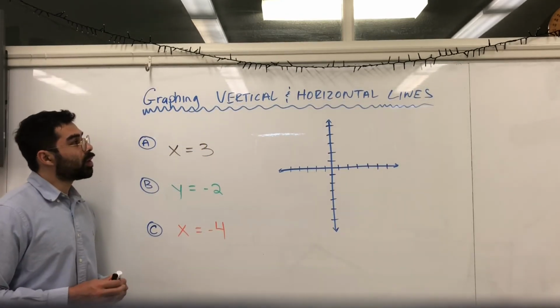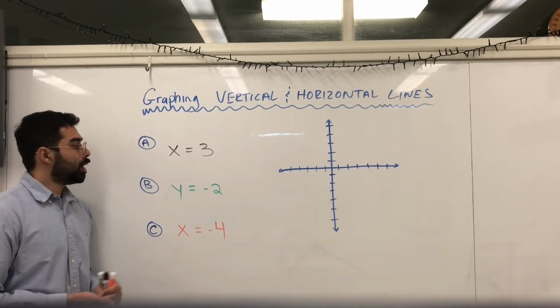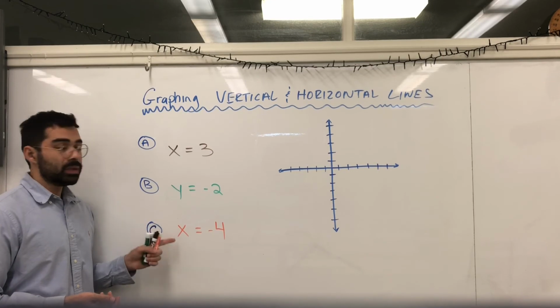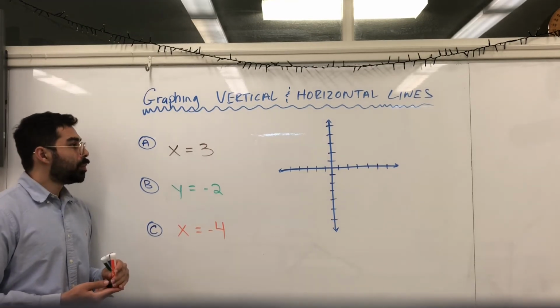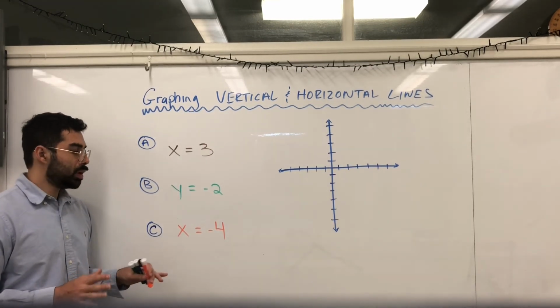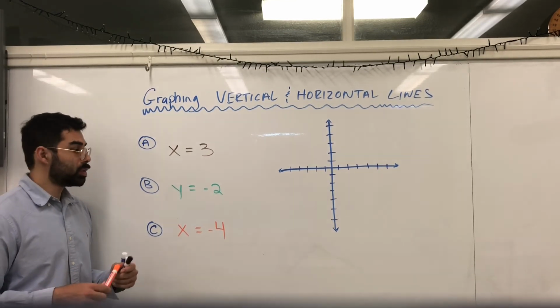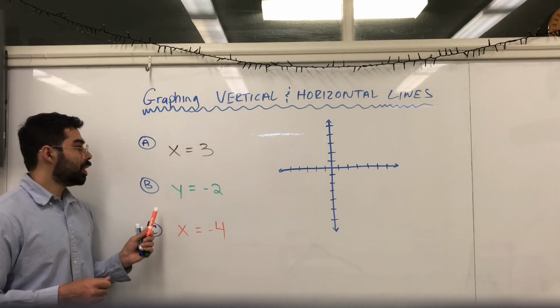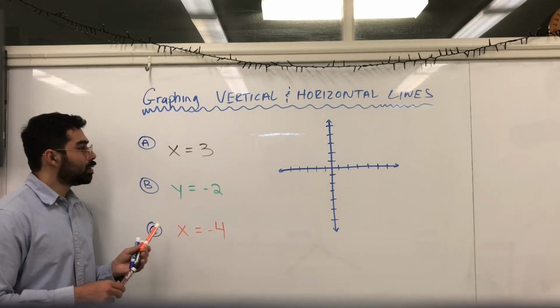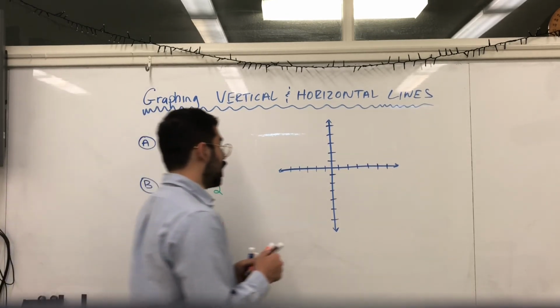So we're going to go ahead and graph vertical and horizontal lines. I've got 3 examples for you. I will do these individually. They're relatively simple to do, but nonetheless, kids get this confused all the time, so just don't be one of those kids. Now, let's start with A. The A we'll put in brown. I've got x is equal to 3.